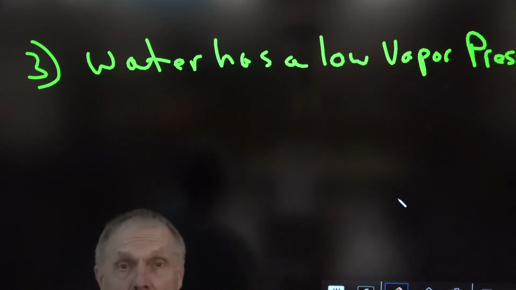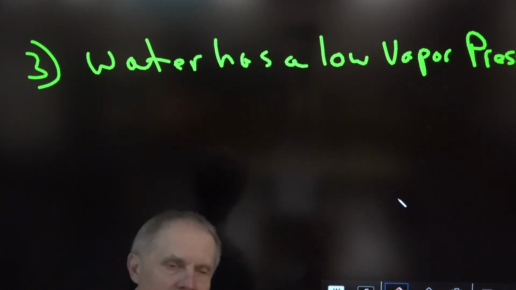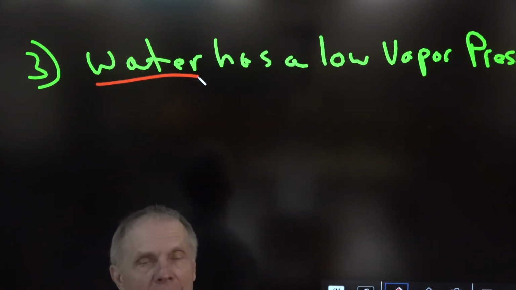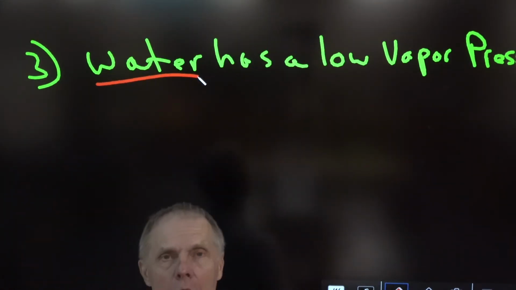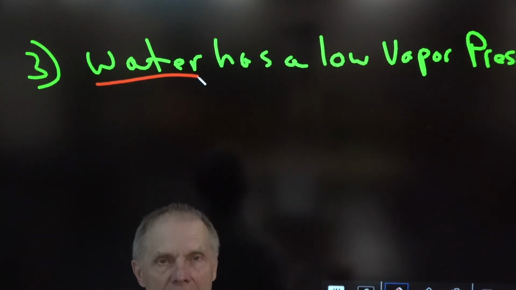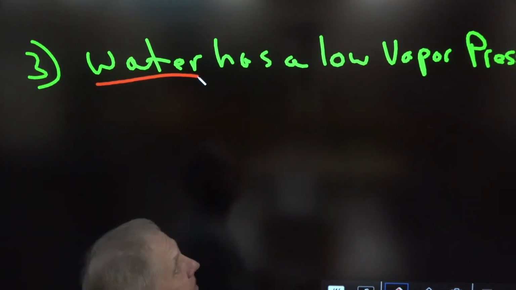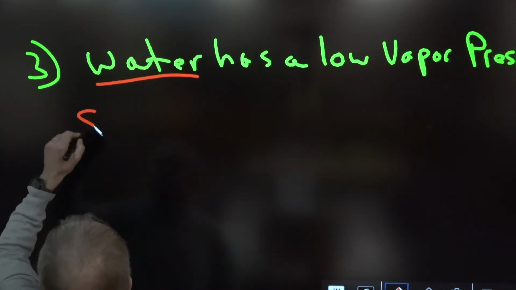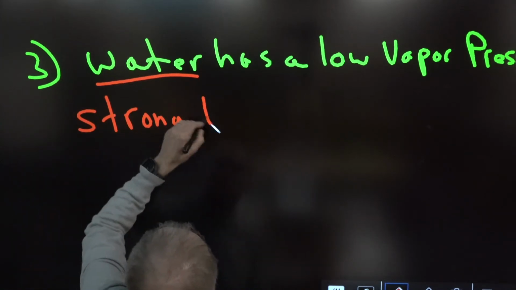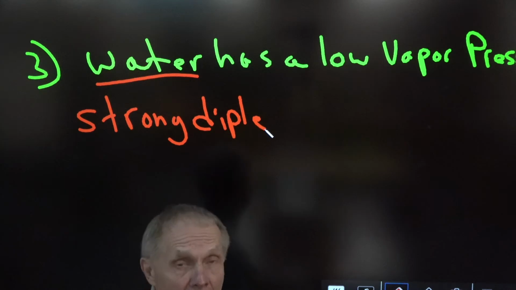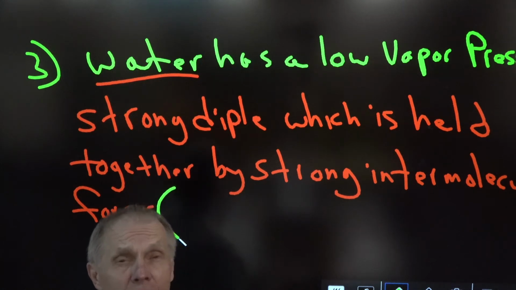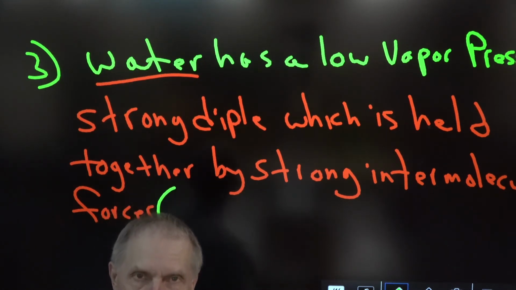So now we have to talk about liquids that have high vapor pressures and liquids that have low vapor pressures. Now, it says water has a low vapor pressure. Well, what does that mean? That means that water really doesn't turn to vapor quickly. Well, why is that? Well, you have to remember, water is a strong dipole, which is held together with strong intermolecular forces. And these strong intermolecular forces are called hydrogen bonds.